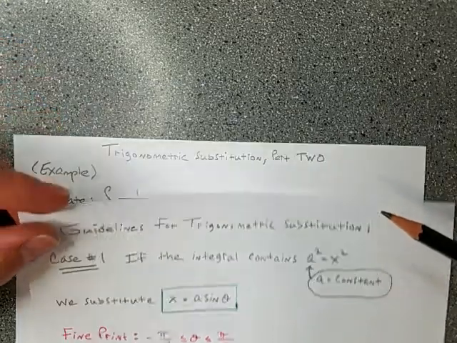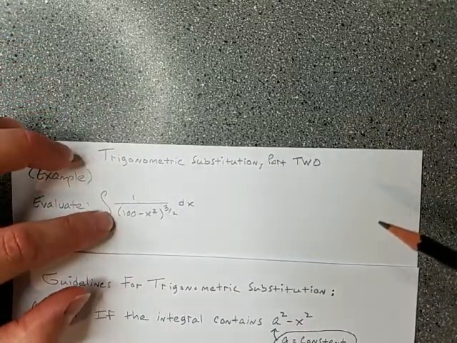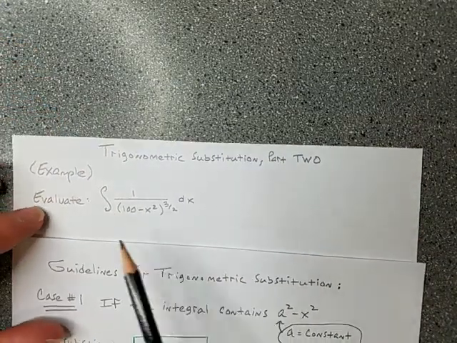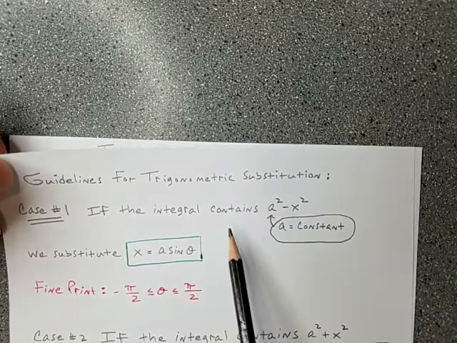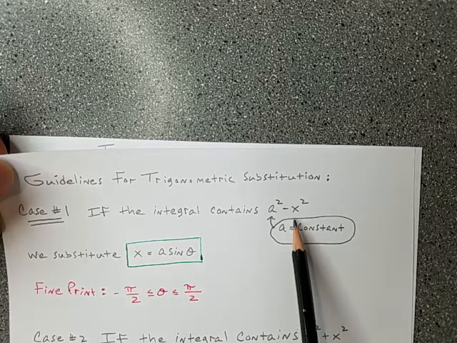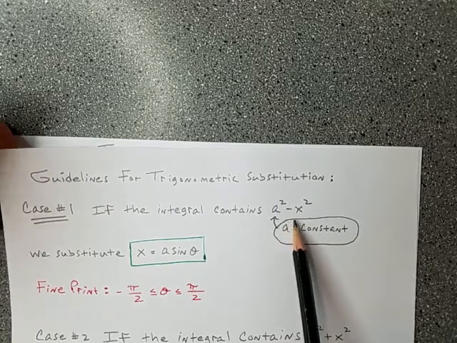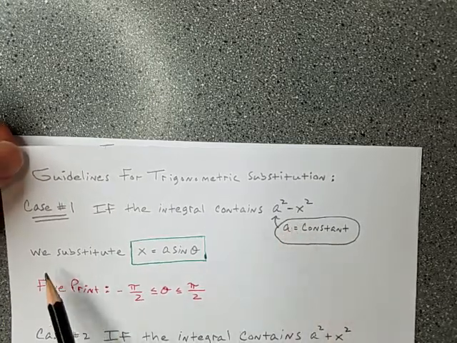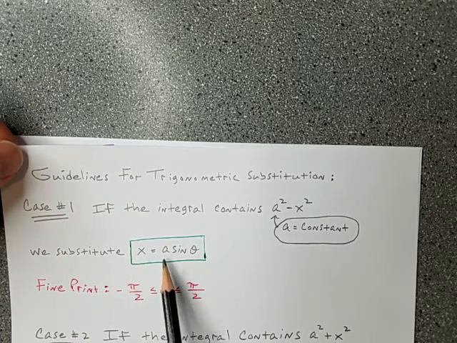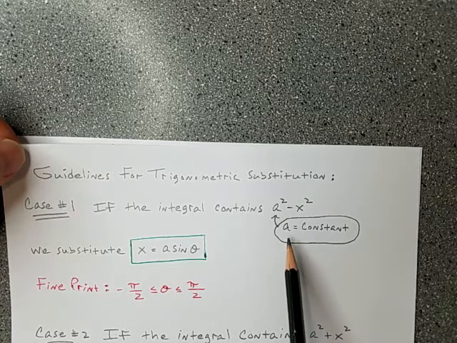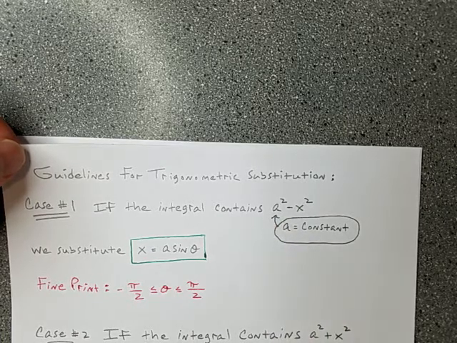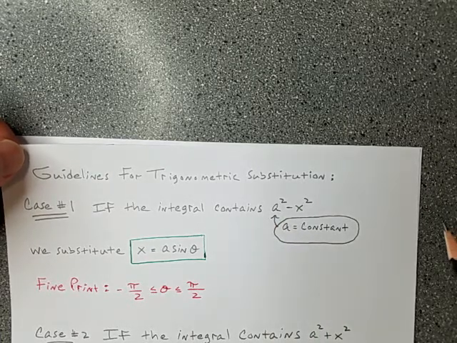So let's pick this one out first from the cases. That says 100 minus x squared. Is it true that the integral contains a difference of squares? I say, yeah, that is the problem I have. And then it says that we substitute x is a sine theta in that case, where the number a is a constant depending on what that number right there is. All right? So I think that we have it for this one.